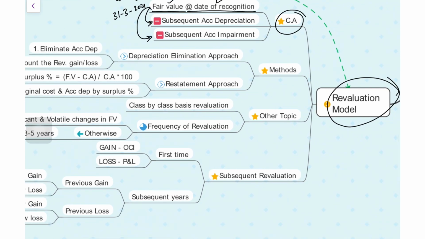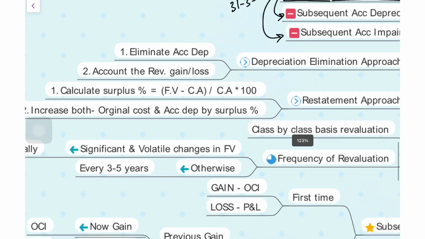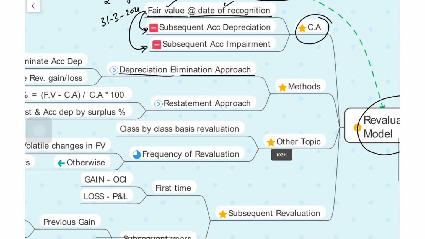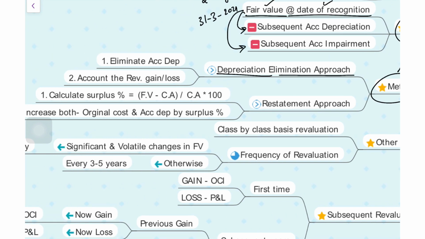When you are doing the revaluation model, there are two methods which you can follow. The first method is the depreciation elimination approach. What we are going to learn in these two methods is how you arrive at the carrying amount, or how you account for it in your books.